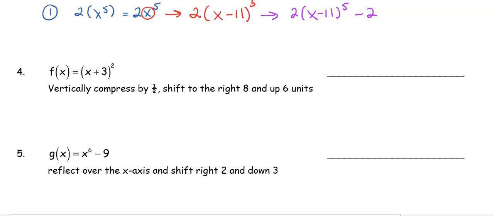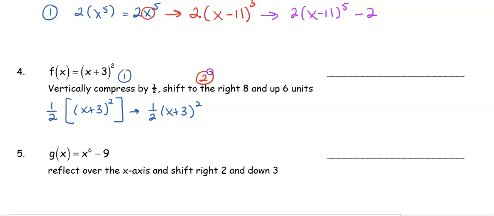Next one. All right, so we didn't start with our parent function this time. This time we started with the horizontal shift, which is okay. We just perform those given to what we have. The first thing we're going to do is vertically compress by 1/2. That means I'm taking 1/2 and multiplying it by everything that I have there. You got to be careful though. This x plus 3 is locked in by the x squared, so that 1/2 cannot go inside those parentheses. So this isn't really that bad. It's just 1/2 x plus 3 quantity squared.